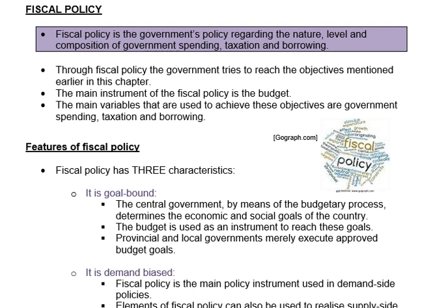Okay, so first of all, the definition is always important. What is fiscal policy? Fiscal policy is the government's policy regarding the nature, the level and the composition of government spending, taxation and borrowing. All right, so fiscal policy is basically the policy where the government indicates to us what changes they are going to make in terms of their government spending, which is their spending obviously, taxation, which is their income, and then their borrowing needs.